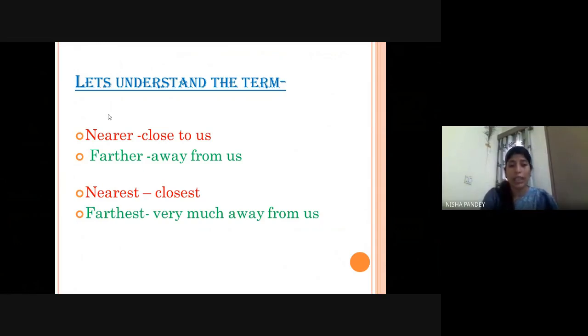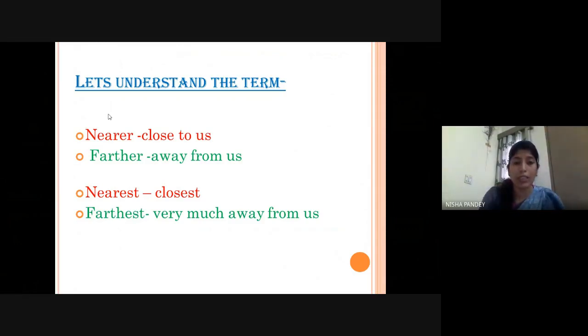Next term is nearest, which is very close to us. Suppose three objects are there. For example, this pen, notebook, and this phone. So what can you see? Can you see this notebook is very close to me? This pen is a little far from me, and the mobile phone is very much far away from me. So this phone is farthest, and this notebook is nearest to me. It is very close to me.